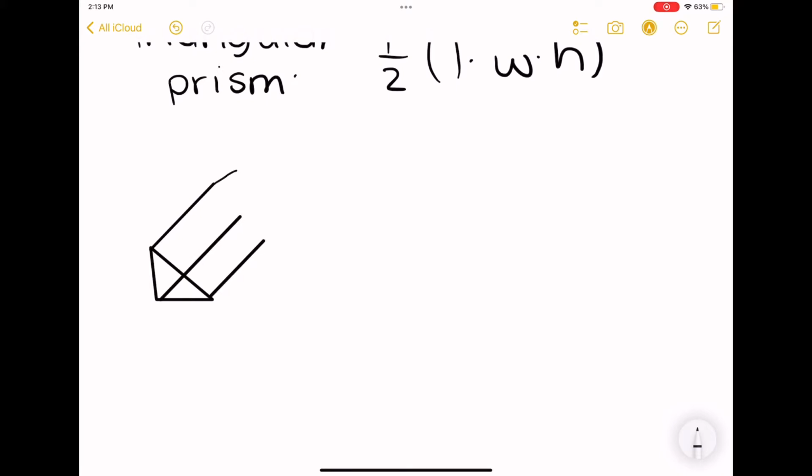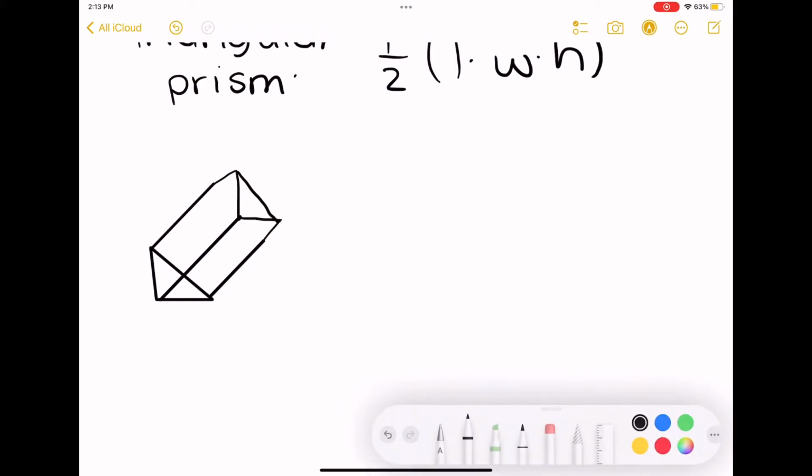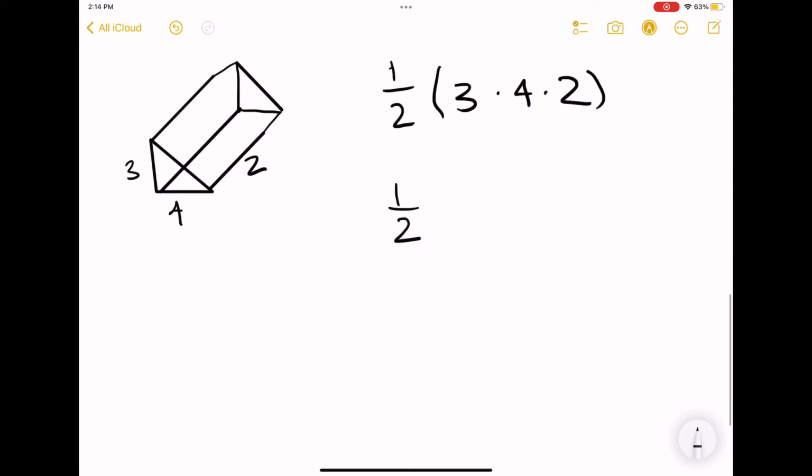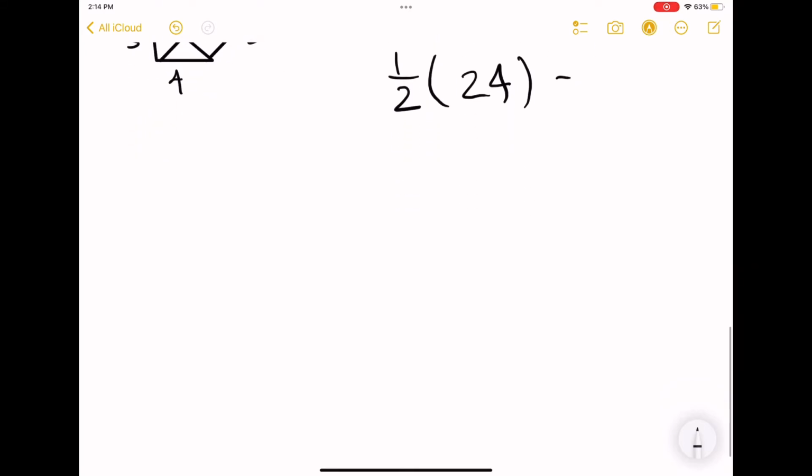So let's do a practice problem. Let's say we have a triangular prism, and let's say the dimensions are 3, 4, 2. And if it helps, the height is always the distance. Let's say I took the triangle, however much I stretched it out by, that is the height. That's how I remember it. So we're just going to go ahead and plug all of these numbers into our equation, and we have 1/2 of 24, which is 12.